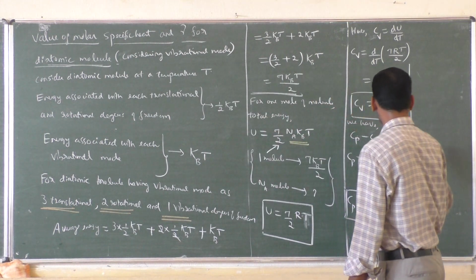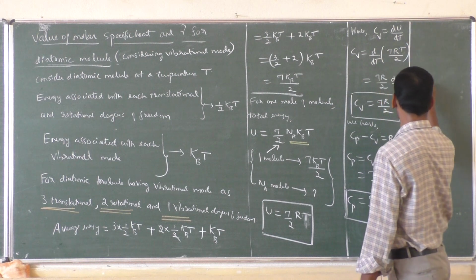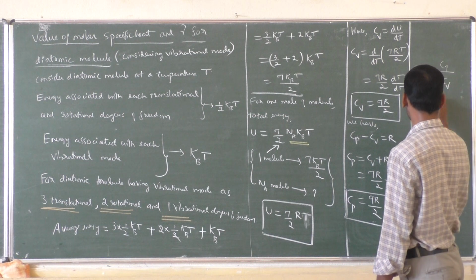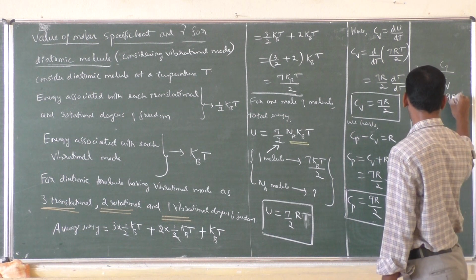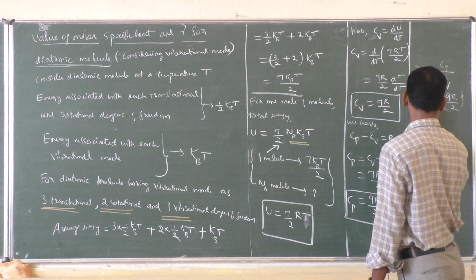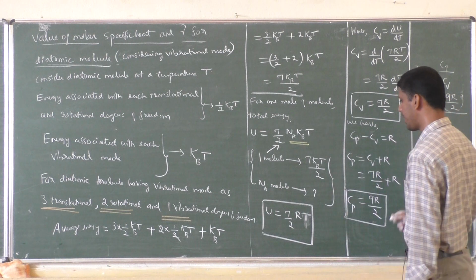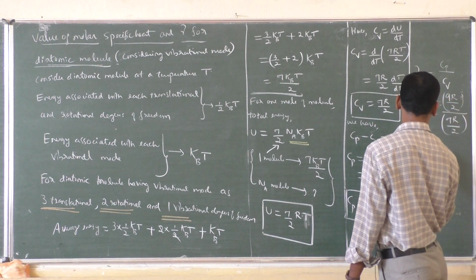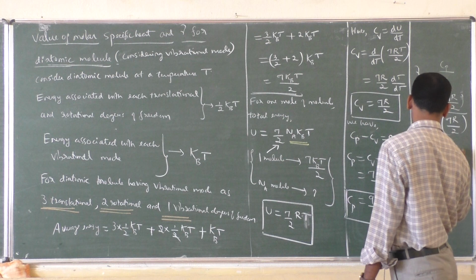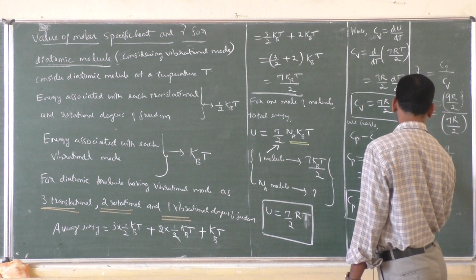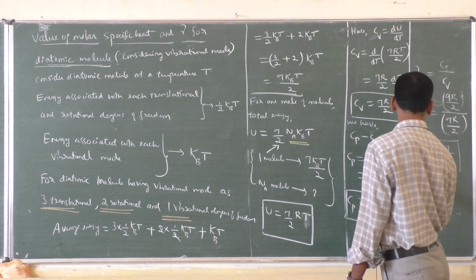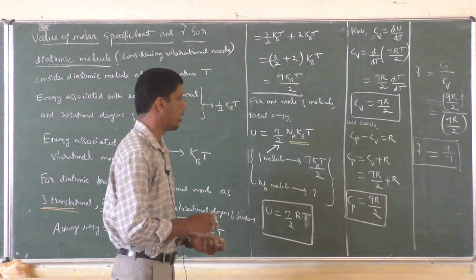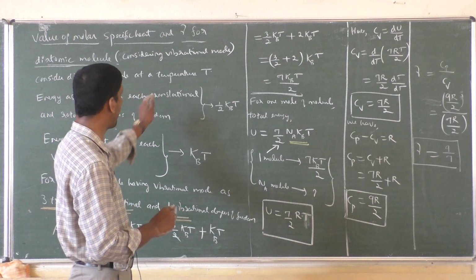Hence, what is the formula for the gamma now? Gamma is nothing but the ratio of the specific heats. So Cp by Cv, Cp is 9R by 2, divided by Cv. Cv value, what is the value? 7R by 2. The 2 gets cancelled, R gets cancelled. So therefore 9 by 7. So this is a way of finding the gamma as well as the Cp and the Cv for the diatomic molecule having vibrational mode.